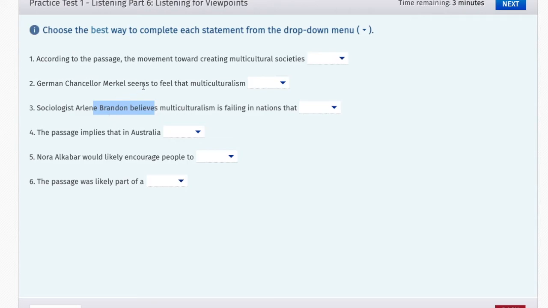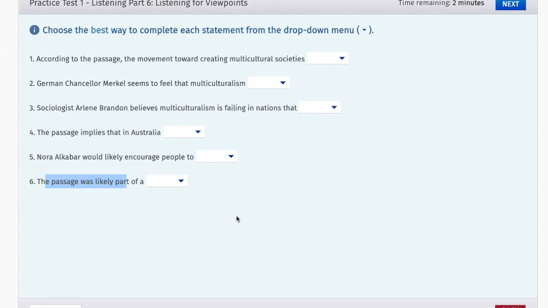Here, Brandon, and the other part is failing, okay? Because those two, so her viewpoint, but failing, because she had actually two views, if I remember correctly. Next, Australia, okay. Next, it's about Alkabar. And also key here, encourage. Okay, and this question is about the whole passage, the whole.